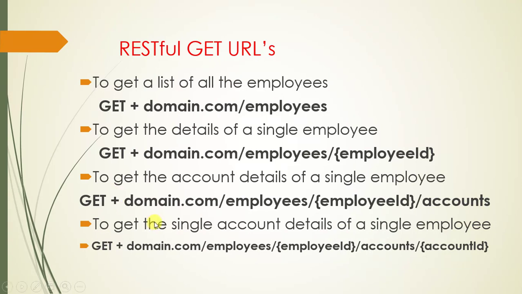Now, I want to get all account details of a single employee. Then the URL will be GET plus domain.com/employees slash particular employee ID slash accounts. See, here also we are using plural accounts. Now, if I want to get only one account detail of a particular employee, the URL will be GET plus domain.com/employees slash employee ID slash accounts, then particular account ID.